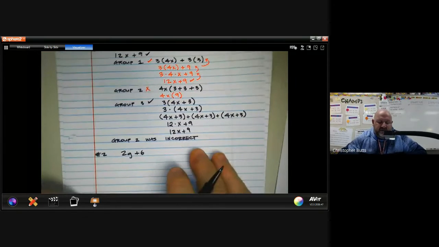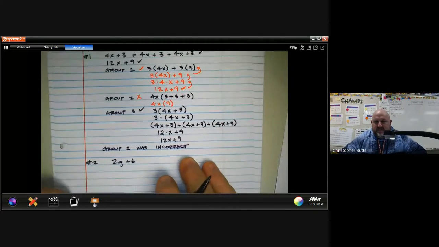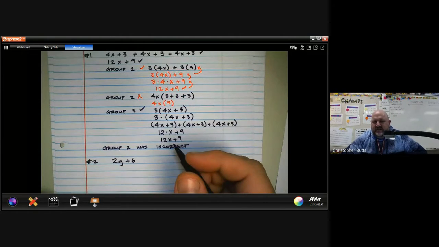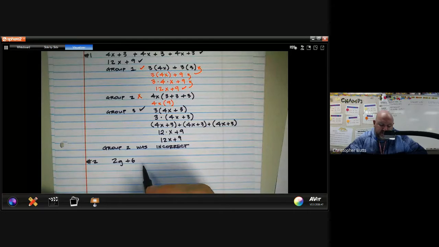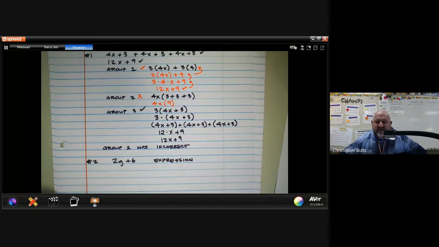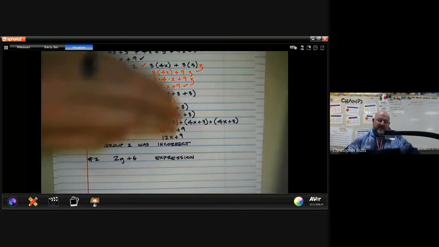And after the lesson that we did before, you should really already know what's going on. There is no equal sign in this. So this is definitely an expression. It has to have an equal sign, and it has to have an answer in order to be an equation. So it's definitely an expression.